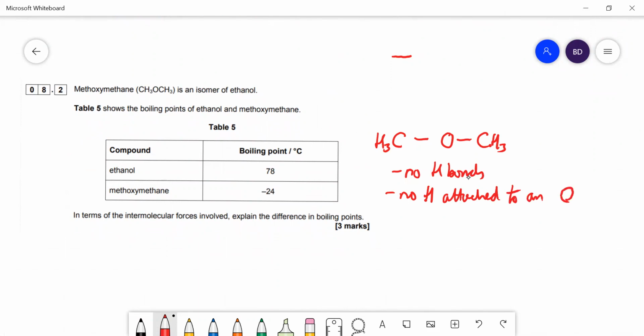Okay, so there's no hydrogen bonds. What kind of intermolecular forces can you get there? Well, you can get probably dipole and van der Waals forces. They don't tend to really care whether you say van der Waals or dipole interaction, so I'll just say van der Waals. Okay, so in methoxymethane, you only get van der Waals forces, and these are much weaker than H bonds.